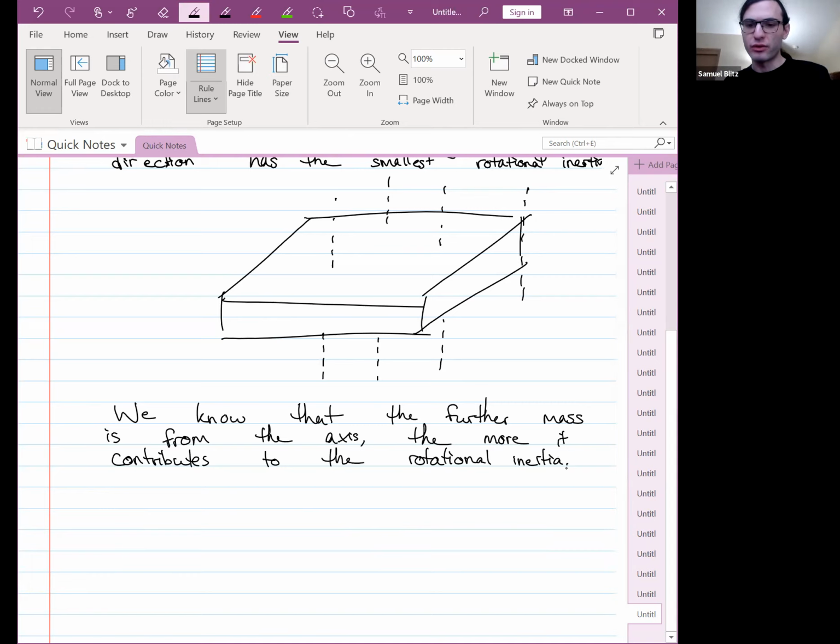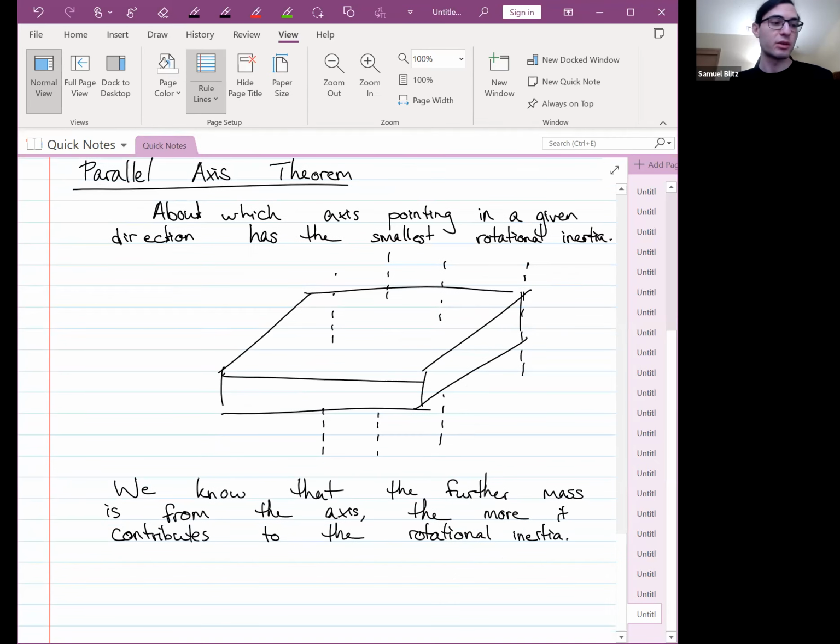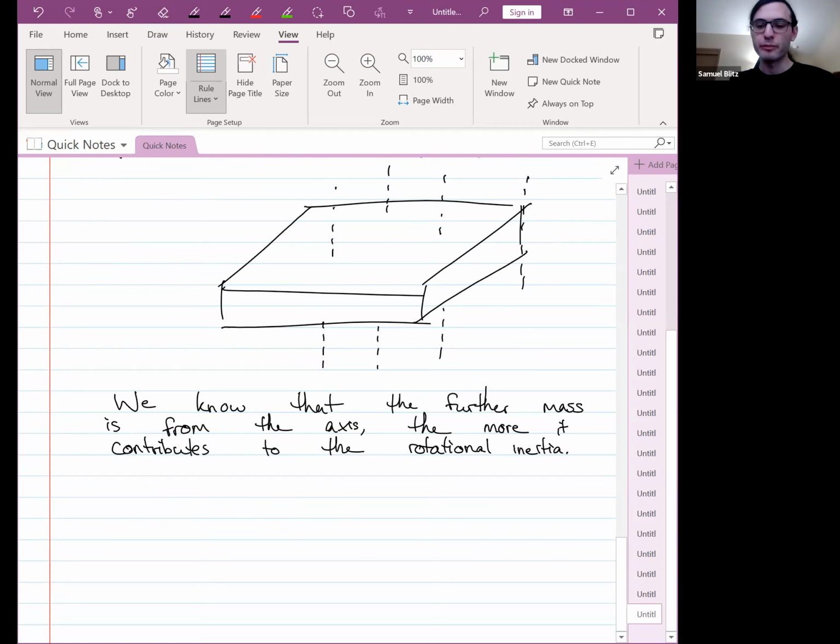Can I show the full definition of what? We're going to get to the parallel axis theorem. We're not there yet, or the full statement of the parallel axis theorem.